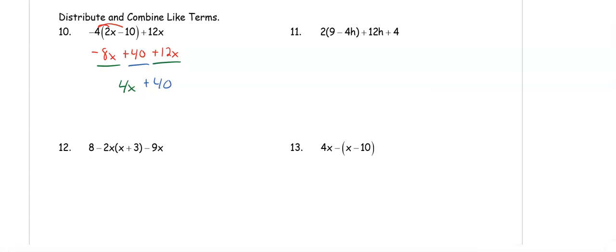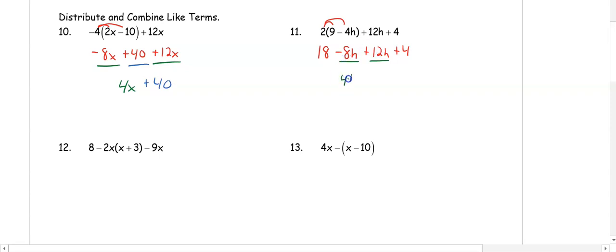In number 11, we are distributing a 2 to the 9 and the -4h. We get 18 minus 8h, and then plus 12h plus 4. Our h terms can combine together, so -8h plus 12h is 4h. And then 18 plus 4 is plus 22.